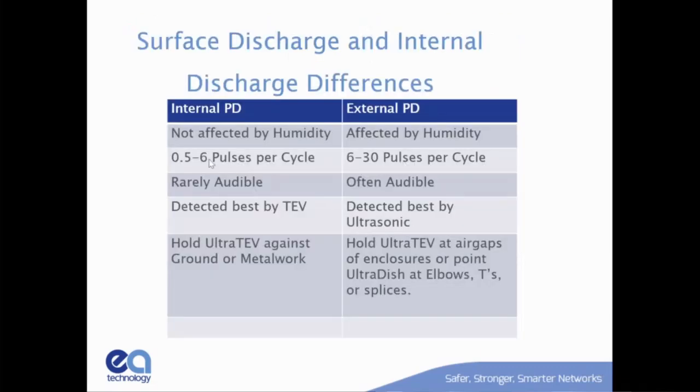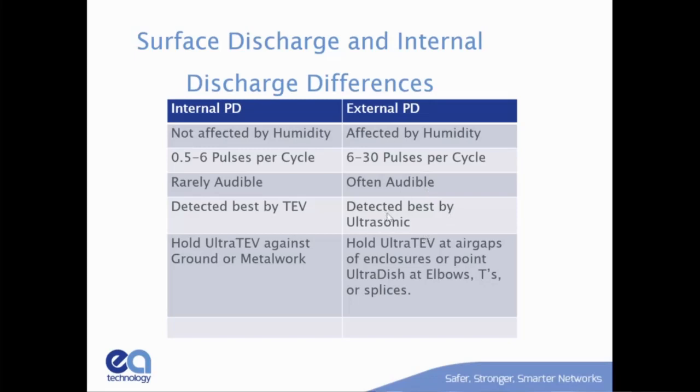Little quick summary. Internal PD, not affected by humidity. A lot of this is common sense. Just know, you may not have spent the time to think it through. There's no air, so there's no effect by humidity. It's lower pulse counts. It's a lot harder to hear, and TEV is going to be your best bet to detect it. External PD is very much humidity related. Higher pulse counts, sometimes audible, definitely audible in the ultrasonic band, and you want to use ultrasonic to test for that.